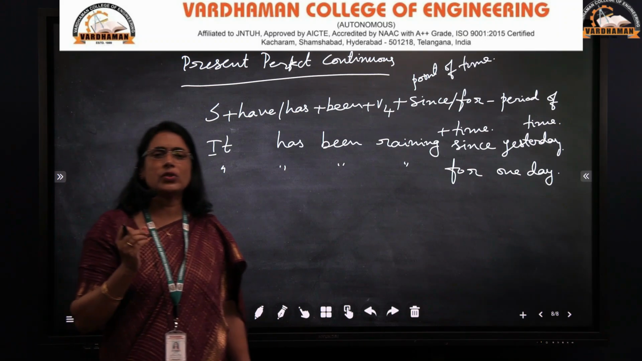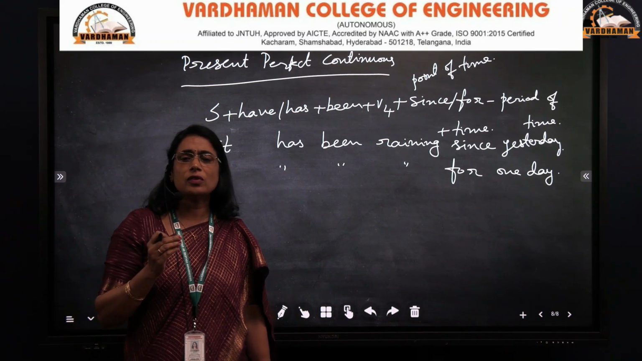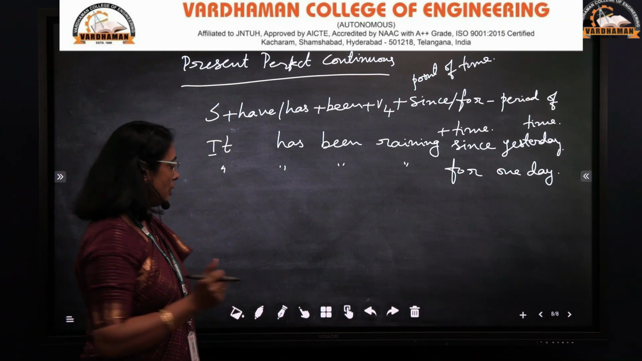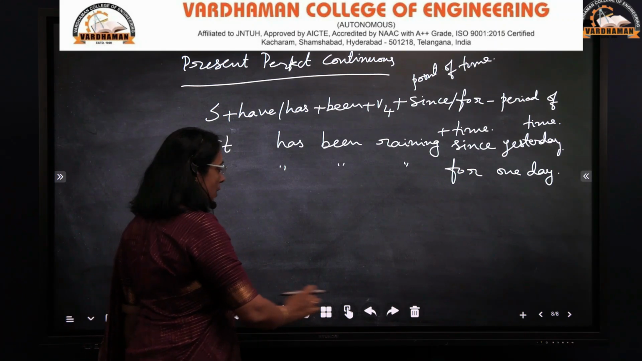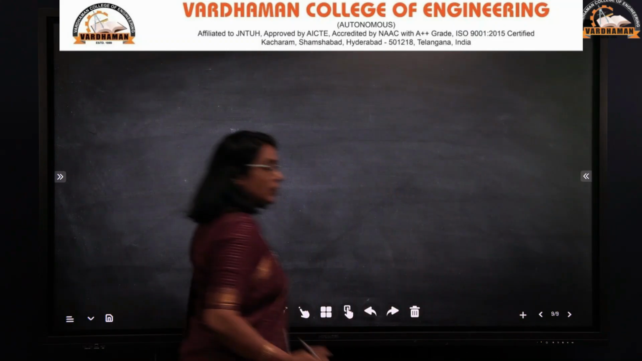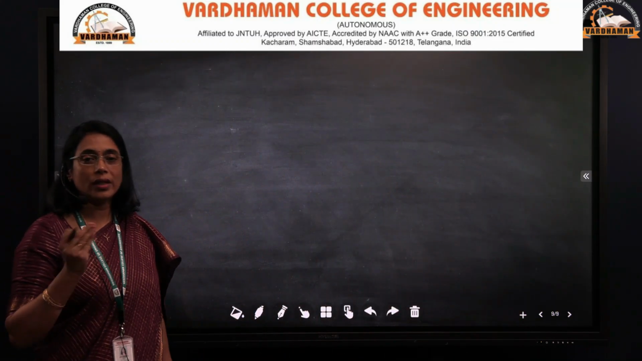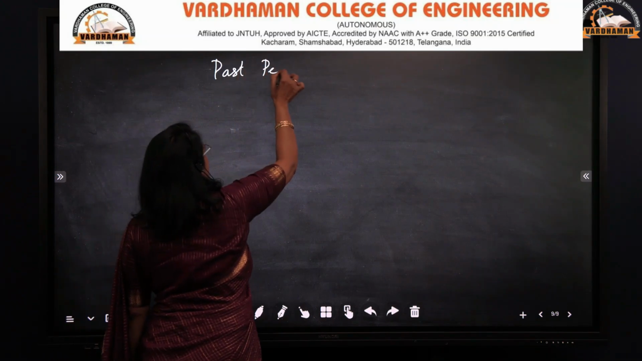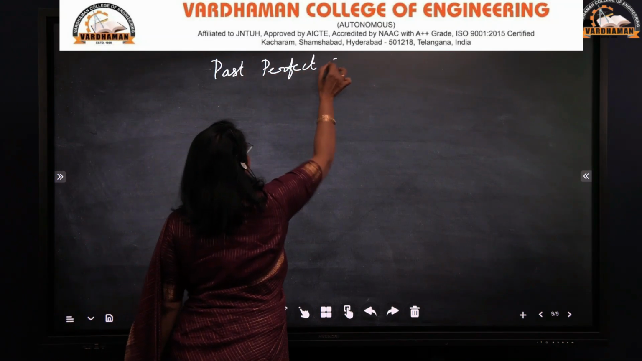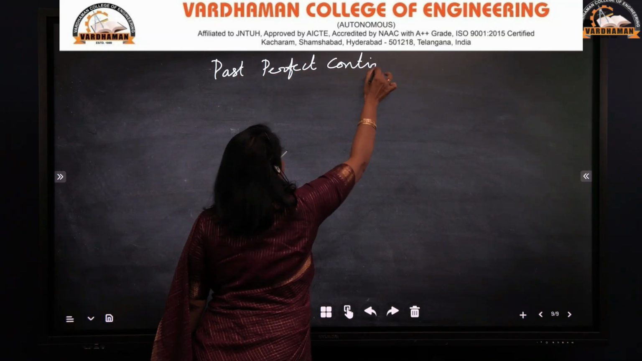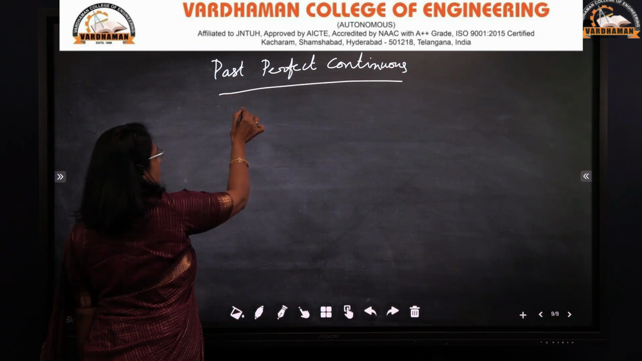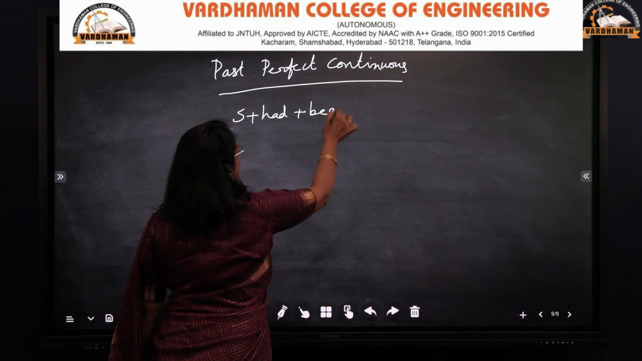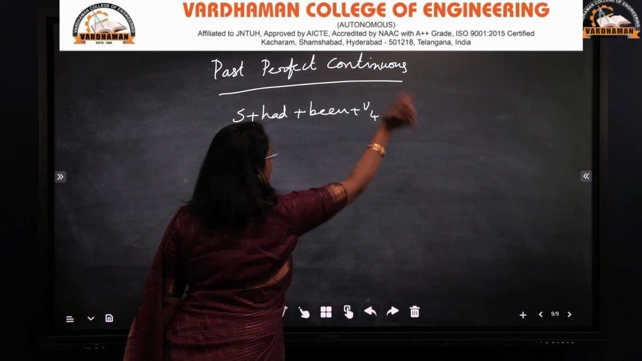This is a somewhat confusing tense. Many of the students follow it, but at the time of examination they forget again. Then the next one is past perfect continuous. After that we'll stop because the rest of the tenses are not that important. The last tense we'll discuss, past perfect continuous. Here the structure for a positive sentence is subject plus had plus been plus V4, time indication and so on.